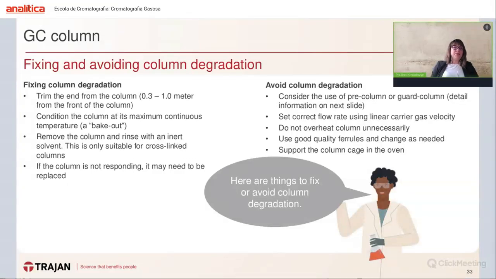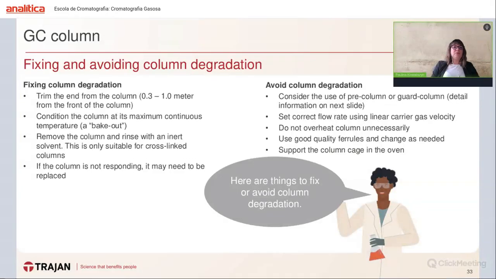But if our column is degrading and we are seeing the signs, as explained earlier, we can trim the column, and we should trim the front end, so the injector end of the column, from at least 30 centimeters up to 1 meter. And we can also perform the column conditioning and bake out. And the bake out is similar to conditioning the column, but it is at its maximum continuous temperature for a longer period of time than just conditioning.